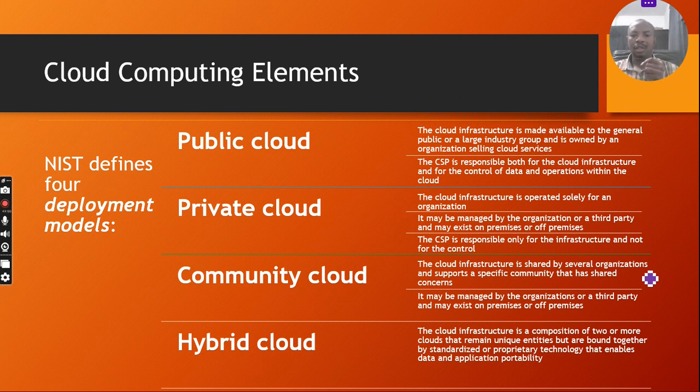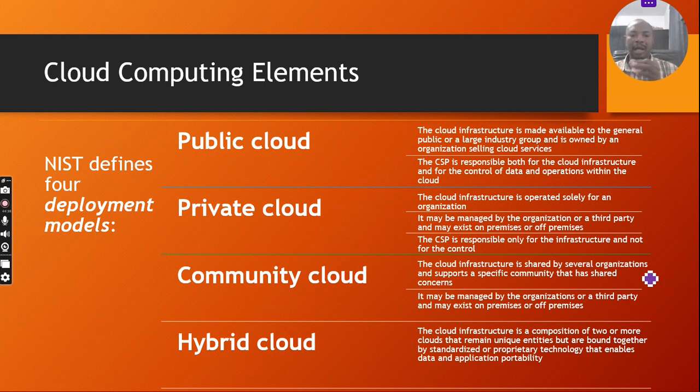Then the community cloud, this is when the cloud infrastructure is shared by several organizations, or by a community-based group that shares the same concern on anything that is being supported on the cloud. Okay, the third one is the hybrid cloud. The cloud infrastructure is a composition of two or more clouds that remain unique entities but are bound together by standardized and proprietary technology that enables data and application portability.